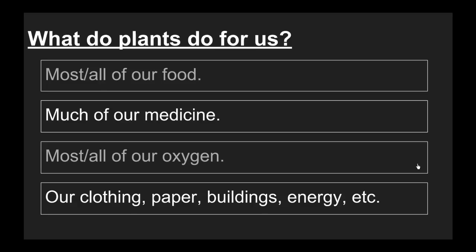Our clothing, our paper, our buildings, our energy. Remember, coal is made of plant material. People burn wood, they burn coal. Cotton from our clothing is plant material, and of course paper, shredded up wood products. So that gives you an idea of how important plants are in our daily existence.